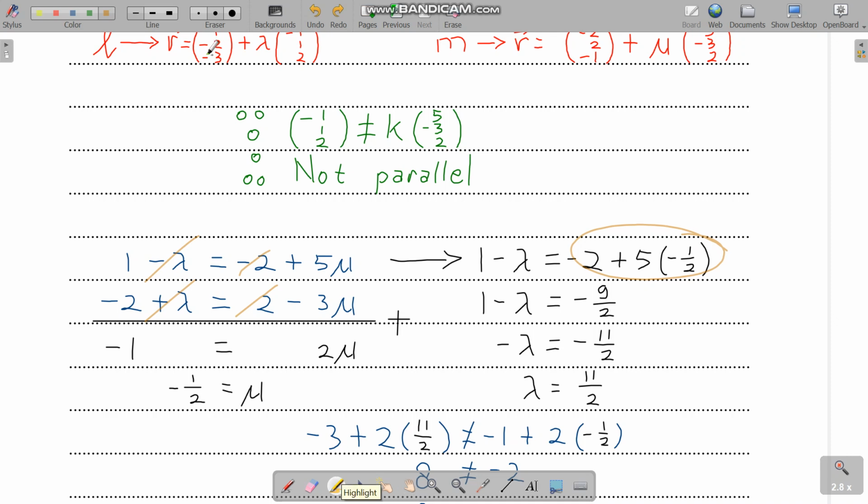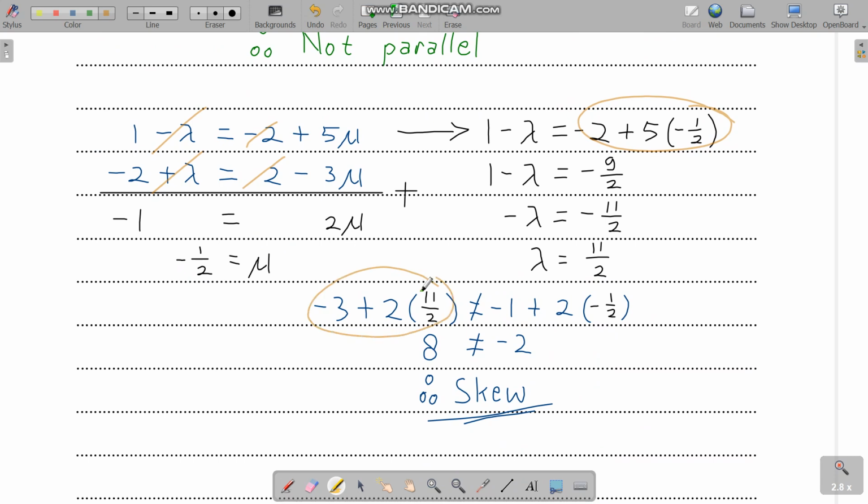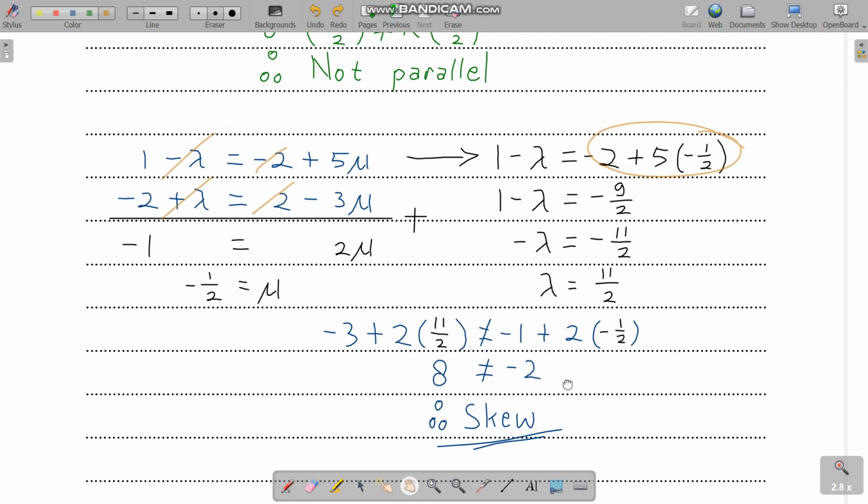Here we have minus 3 plus 2 lambda, with lambda being 11 over 2, and minus 1 plus 2 mu, where mu is minus 1 half. Use your calculator. On the left you get 8, on the right you get minus 2. Of course they are not the same, so this means they do not intersect. Since they don't intersect and they're not parallel, they must be skew lines.